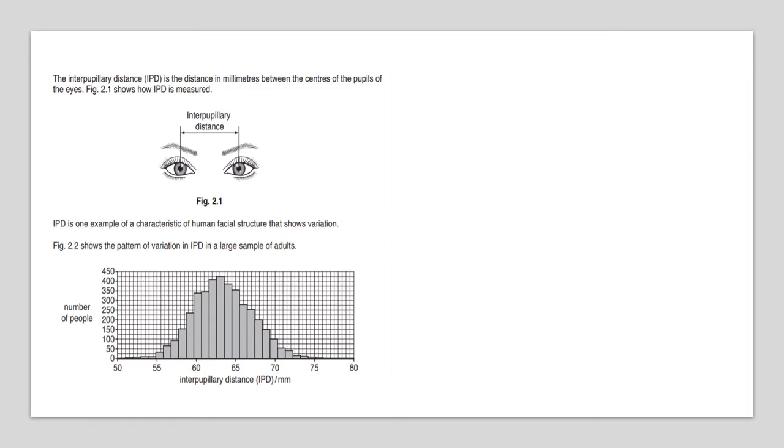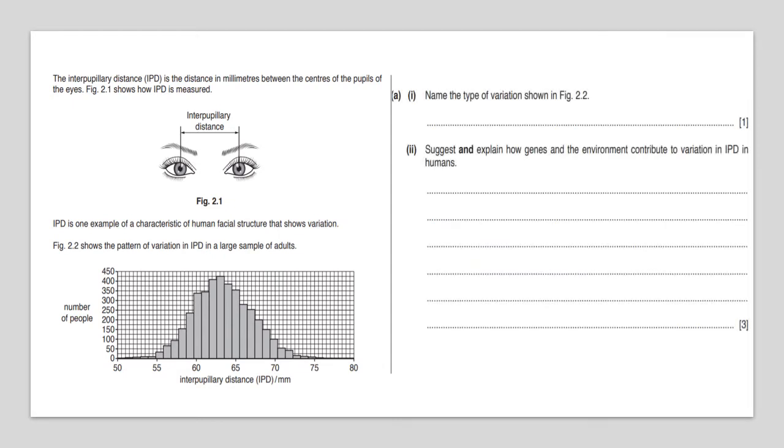All right, so figure 2.2 shows the pattern of variation in IPD in a sample of adults. So let's see what the question is. Name the type of variation shown in figure 2.2. So always remember there are 2 types of variation. You can have continuous variation. Continuous variation is usually non-distinct and it's normally distributed for the most part. And you would also find that it's something that sort of varies over a range.